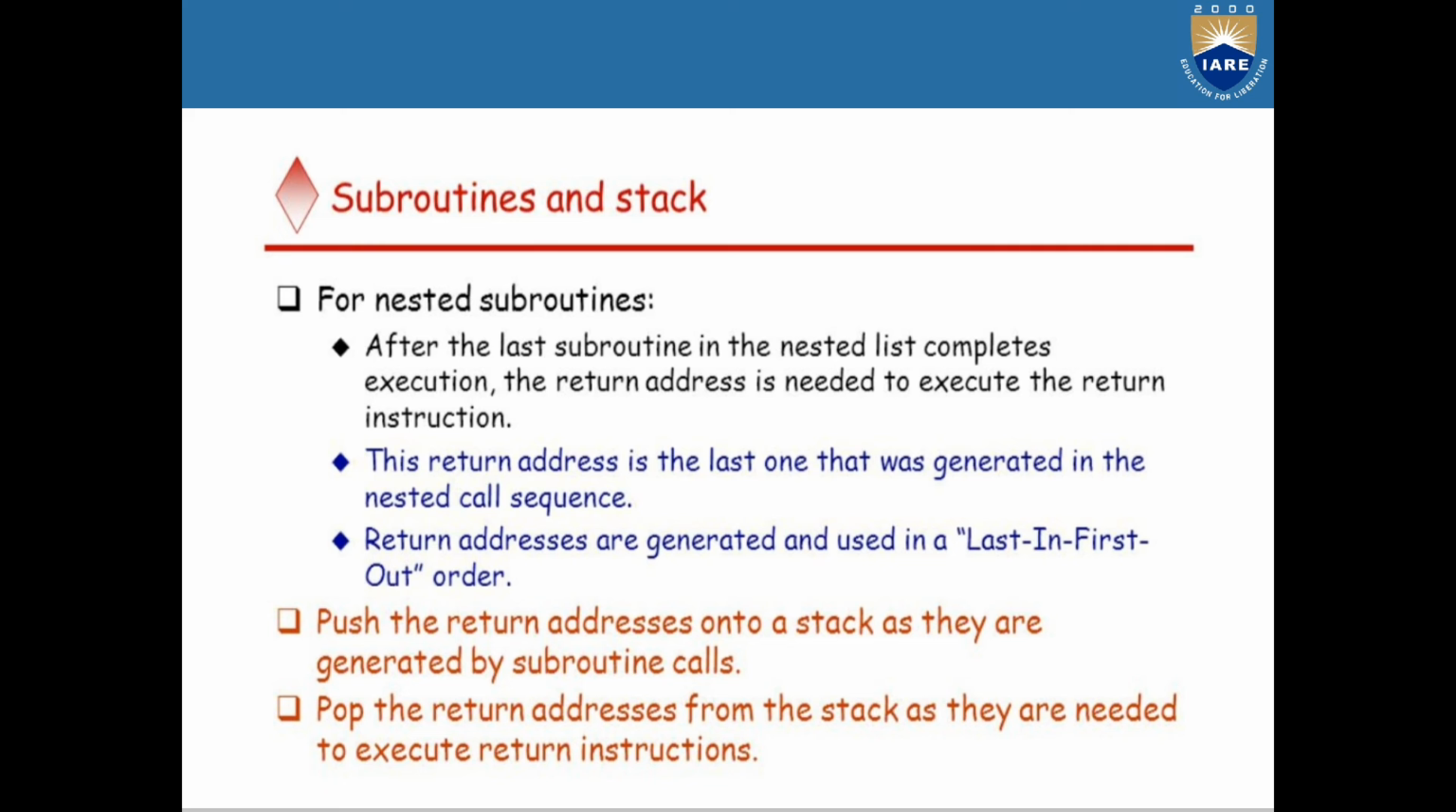Subroutines and stack. For nested subroutines, after the last subroutine in the nested list completes execution, the return address is needed to execute the return instruction. This return address is the last one that was generated in the nested call sequence. Return addresses are generated and used in last-in first-out order. Push the return addresses onto a stack as they are generated by subroutine calls. Pop the return addresses from the stack as they are needed to execute return instructions.